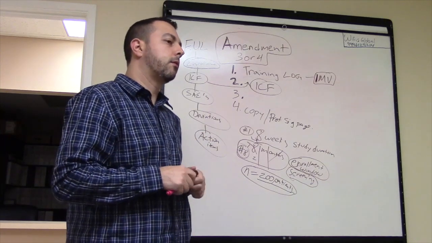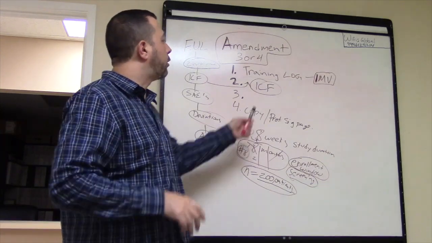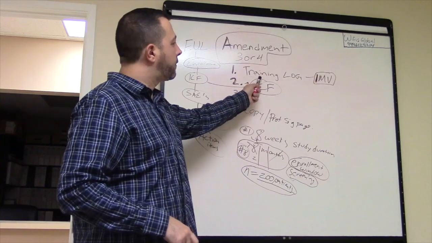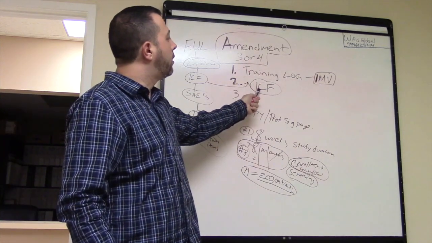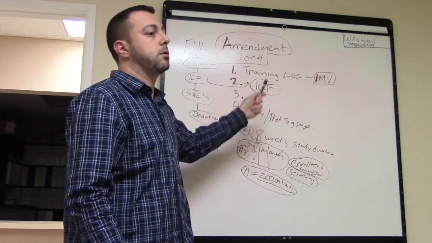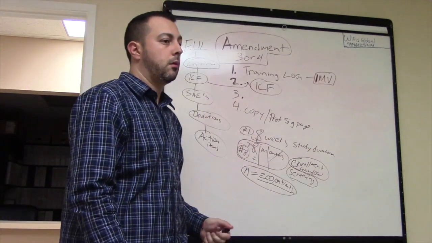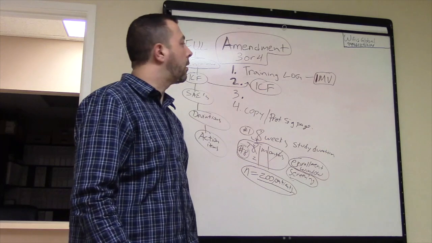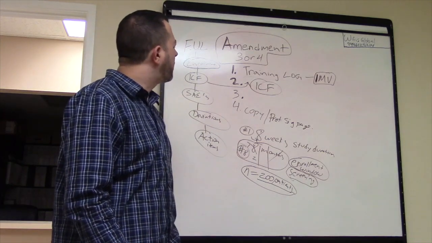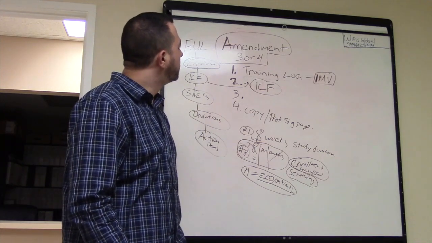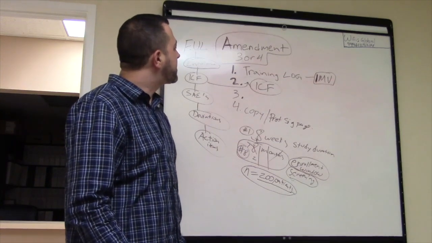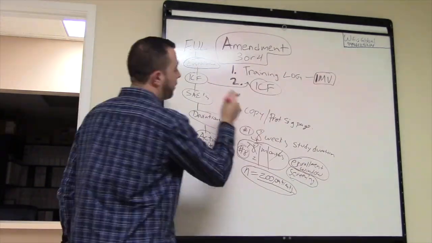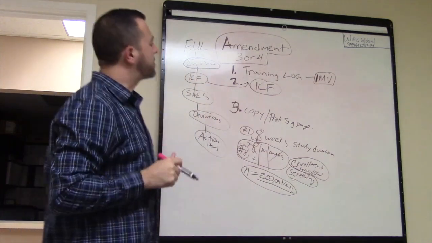Yeah, correct. And as a CRA, you're looking for this. You're looking for the training logs each time there's an amendment. You're looking for informed consent and making sure the subjects are re-signing, re-consented, right? Amendment, training log, informed consent, protocol signature page. I don't think there's anything else.